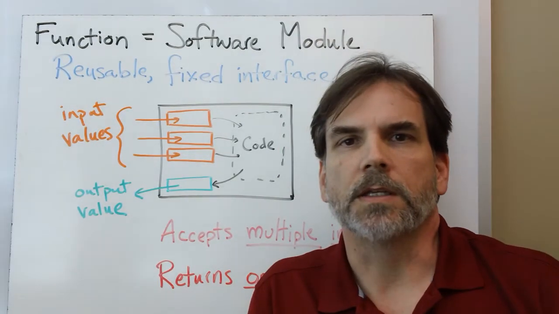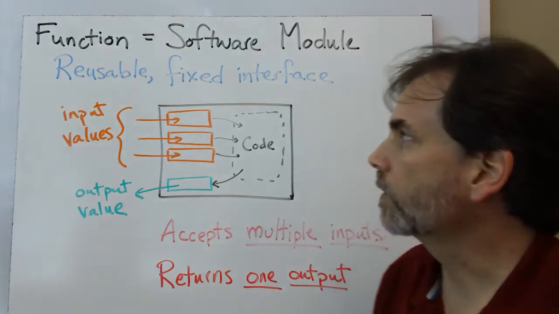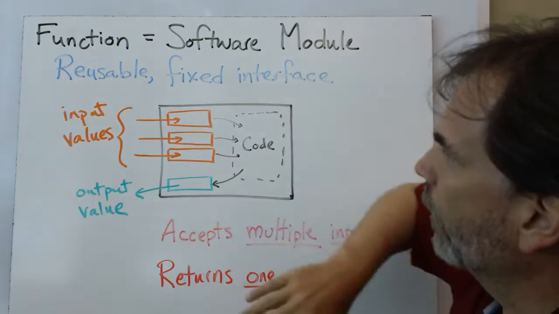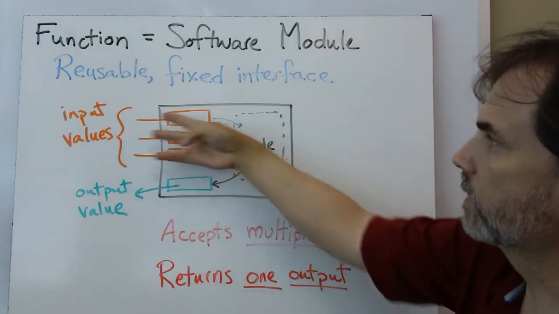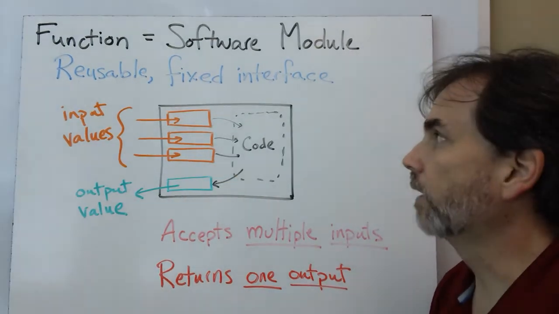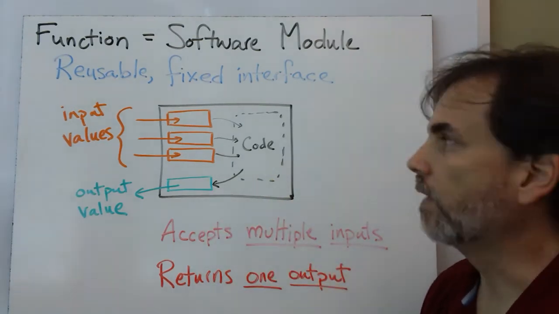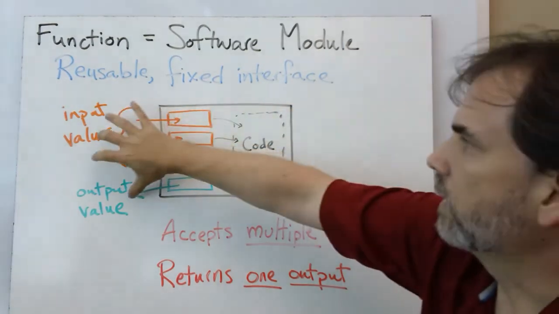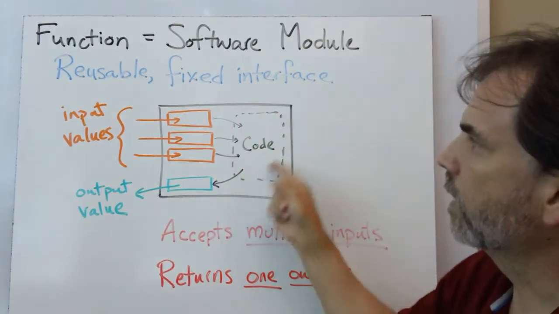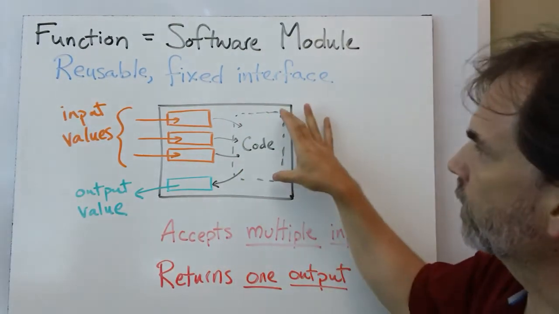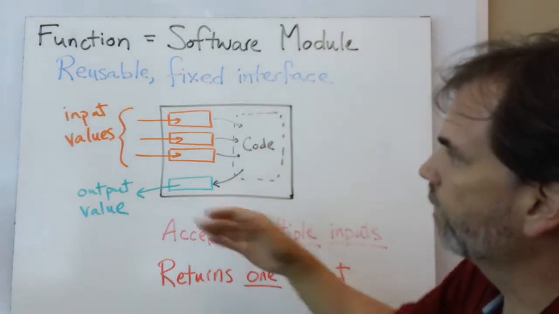The function is the module of software in the C language. We use functions to write chunks of reusable code with a fixed interface. So we write code that takes in some number of input values, 0 or more, and produces 0 or 1 output values. So from the user's perspective, they provide the input, they get the output, they don't know what's going on inside this code. So we can modularize our code, write, make changes, and so on, as long as it meets the interface.